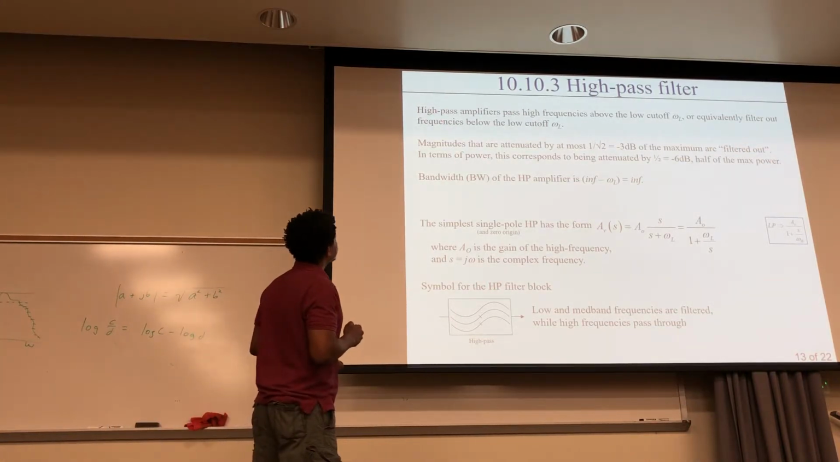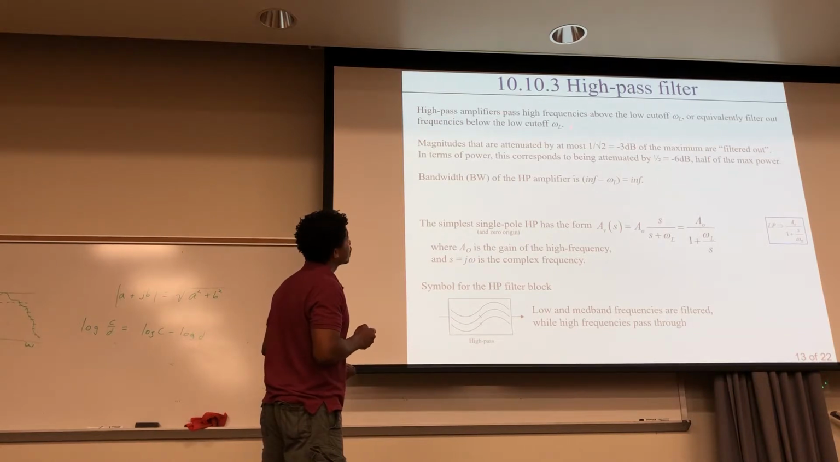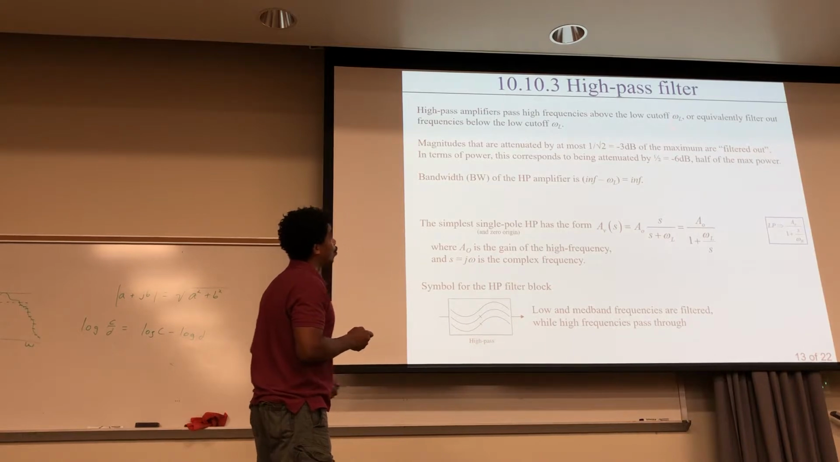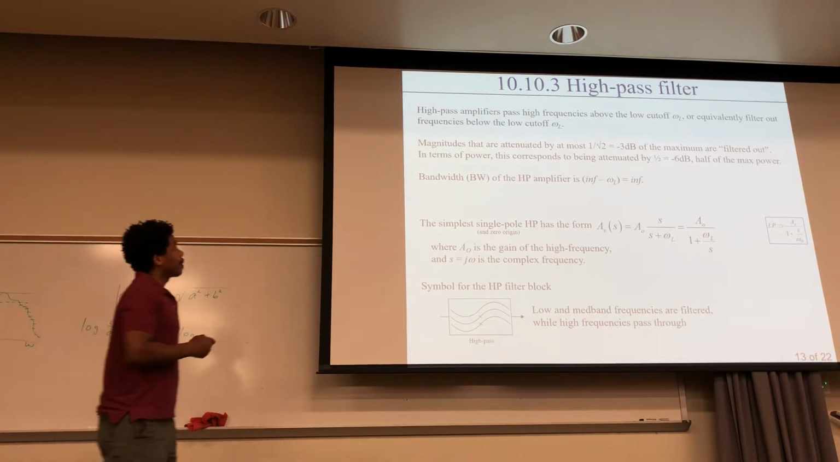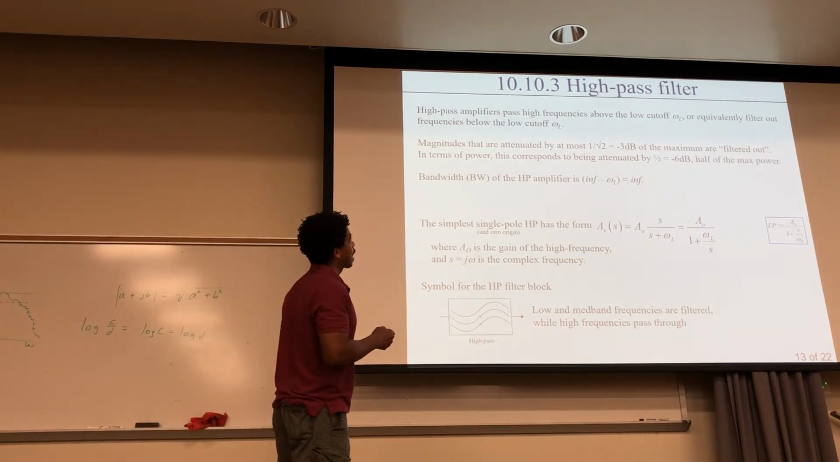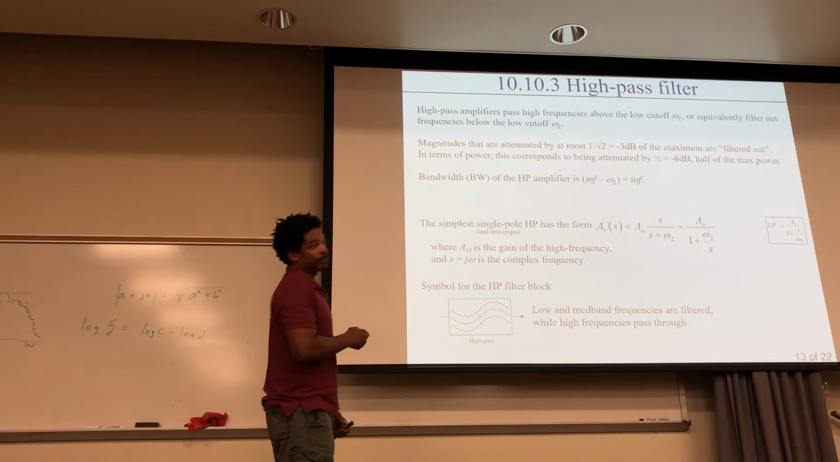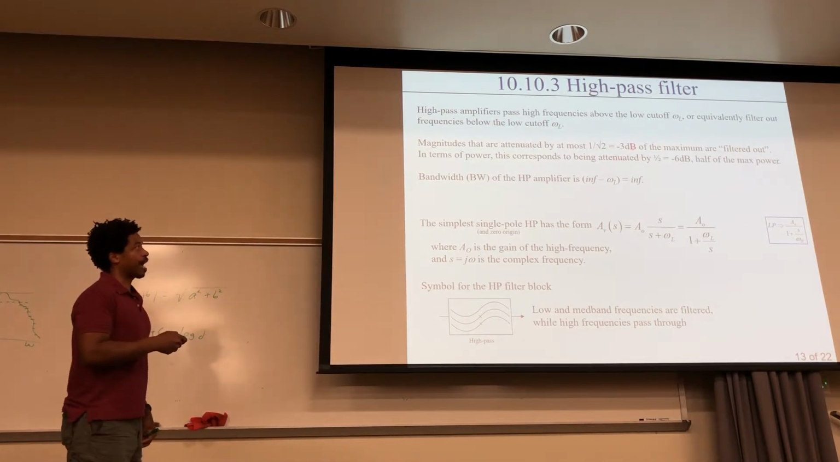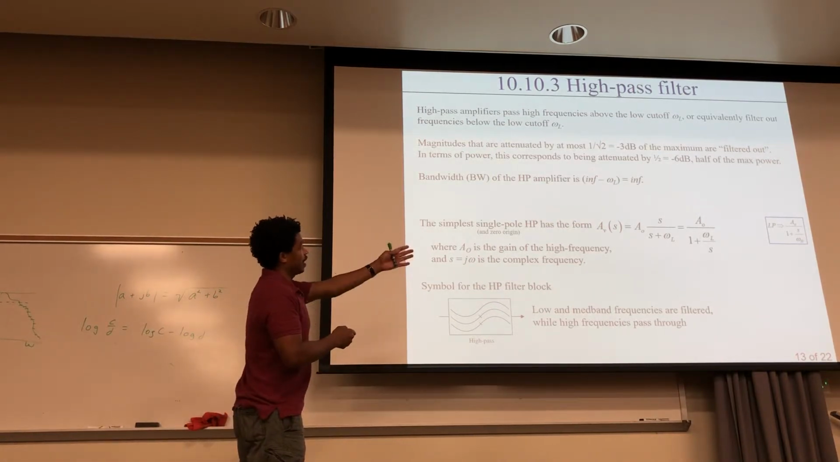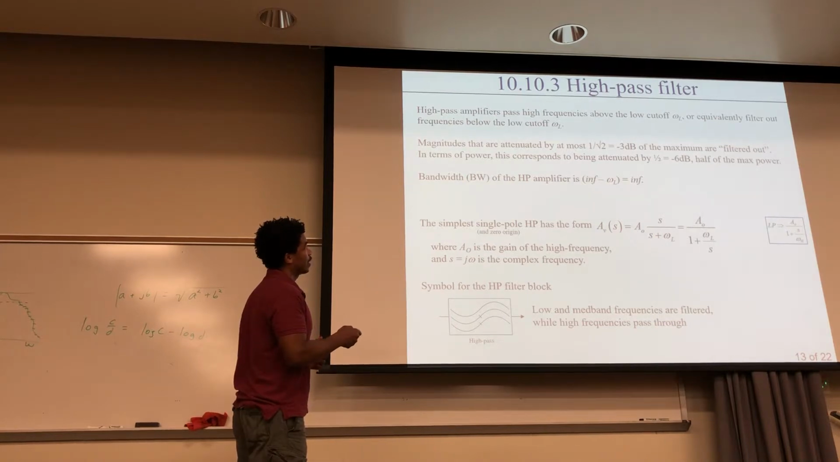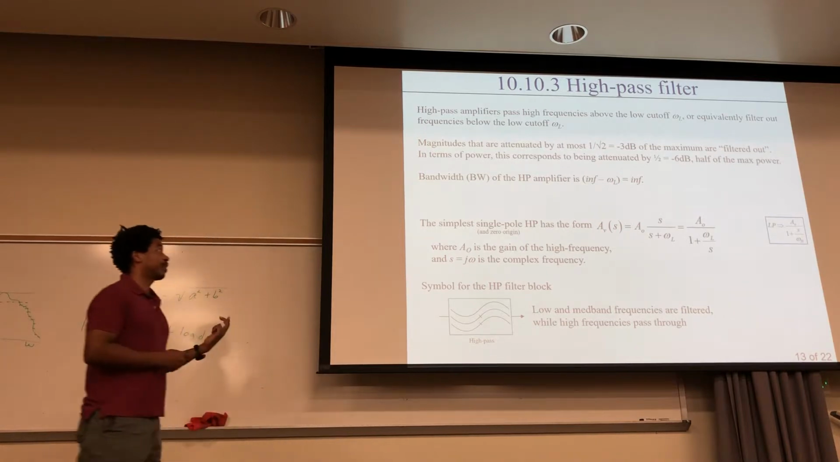Okay, high pass filter. So high pass amplifiers pass high frequencies above the low cutoff omega L, or equivalently filter out frequencies below the low cutoff omega L. Magnitudes are attenuated by at most, well, same thing as last time, right? Still that 3 decibel down is where the cutoff is. And here's the bandwidth, a little different. So it goes off to infinity, and then you have this low frequency cutoff point right here. So the bandwidth of a high pass filter is infinity.